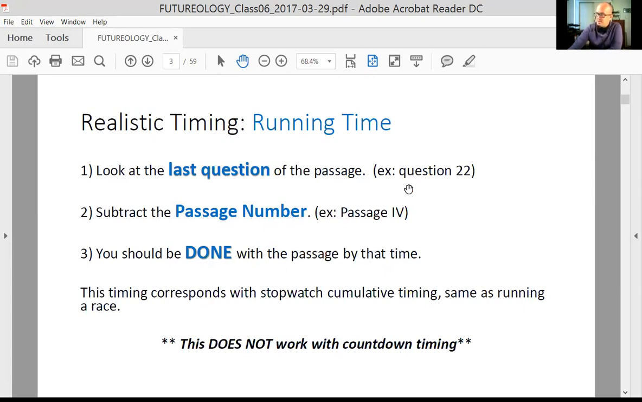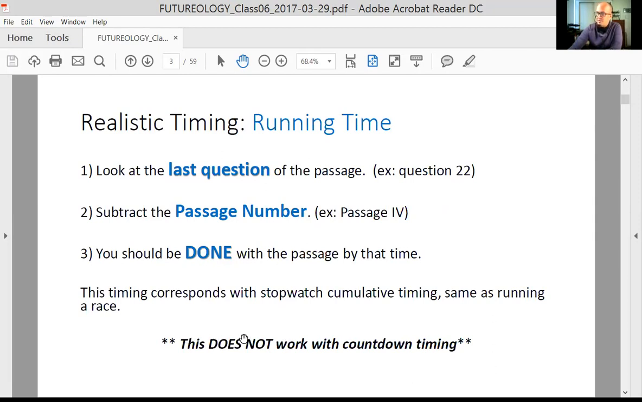So in this case, the last question is 22. The passage is passage 4, so that would be 18 minutes. You should be done with the passage by 18 minutes in this case. I'll talk about the timing quite a bit more, so bear with me if that doesn't quite make sense.